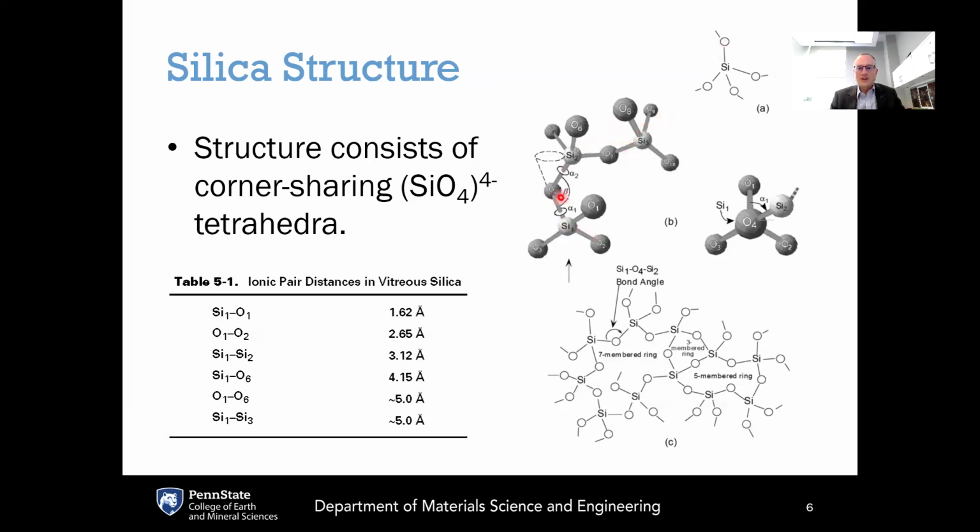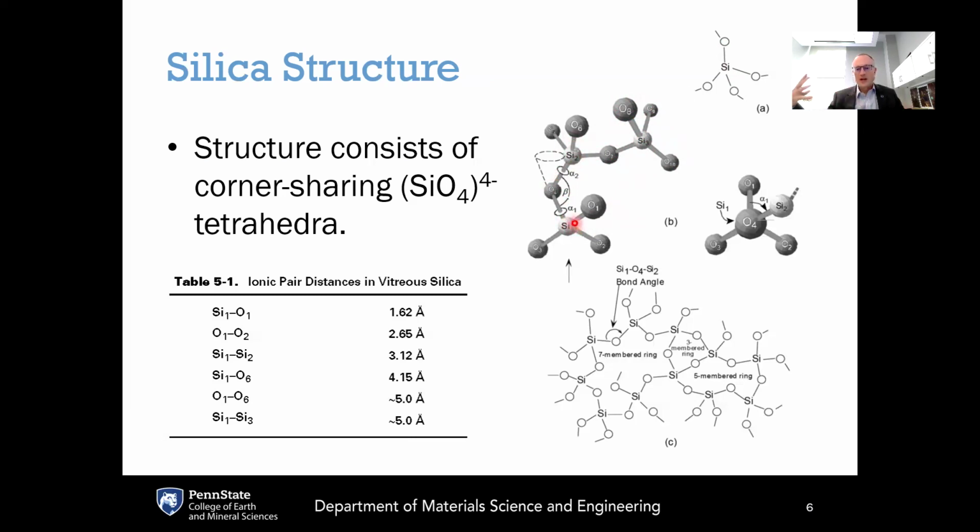So you can see this here in part B of the figure, where there is a silicon tetrahedron here, silicon in the middle with the 4 oxygens. And this oxygen here, labeled O7, is a bridging oxygen that bonds to both of these tetrahedra. So this is providing a bridge between 2 neighboring tetrahedra.